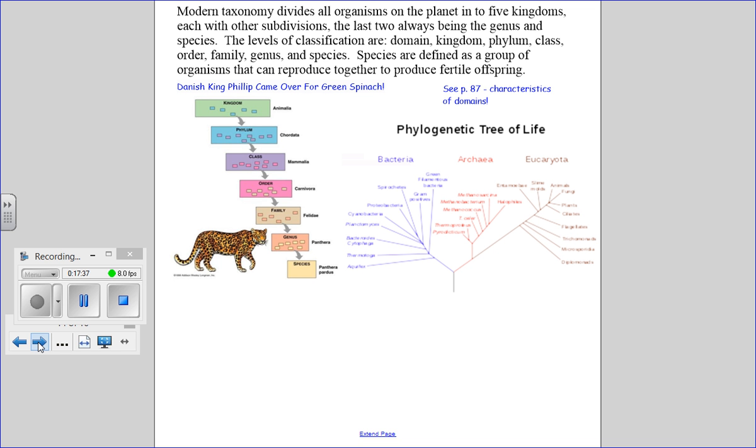Now here we have a little repetition of the subdivisions. I've put them in order, starting with domain being the largest and species being the smallest. We know from our previous lessons that species are organisms that can reproduce together and have fertile offspring. Here's the little mnemonic that we would use. A reminder that page 87 will tell you characteristics of all of the domains.